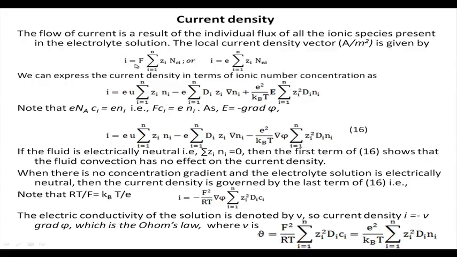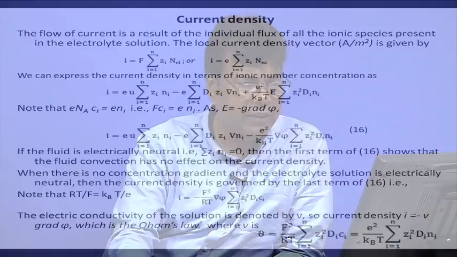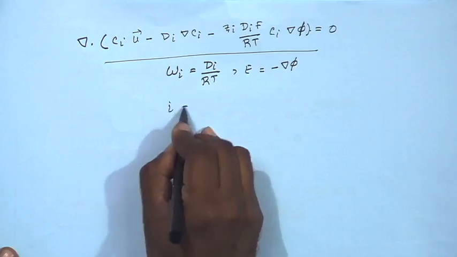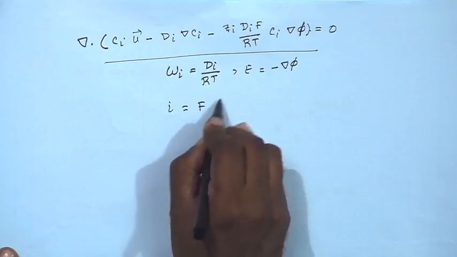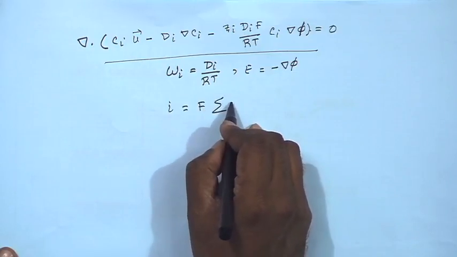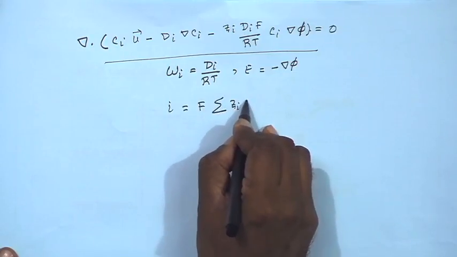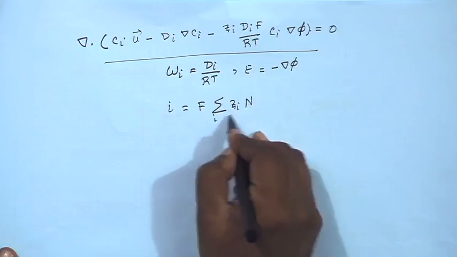So, that means the local current density, in ampere per meter square, is given by this relation. The flux is: I equals the Faraday constant times the valence and all this flux.